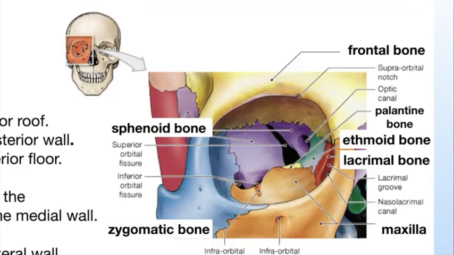A tiny little process of the palatine bone is found inferior to the sphenoid bone. So if we look here, what's this little yellow? What's this yellow bone? Sure enough, it's the palatine bone. Spelled wrong, palatine bone. So the palatine bone is found inferior to the sphenoid bone.